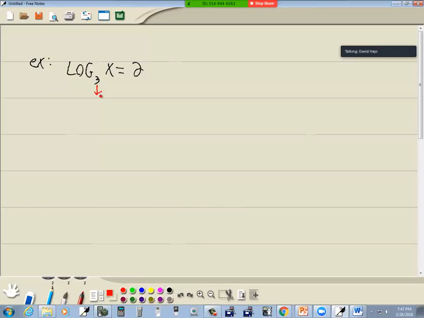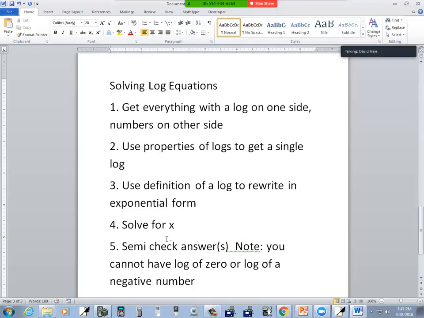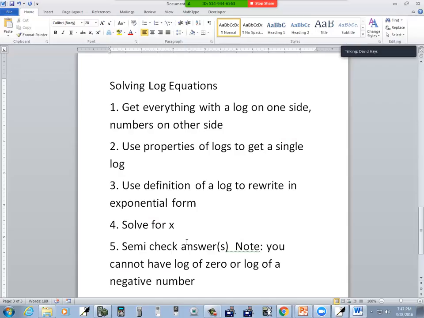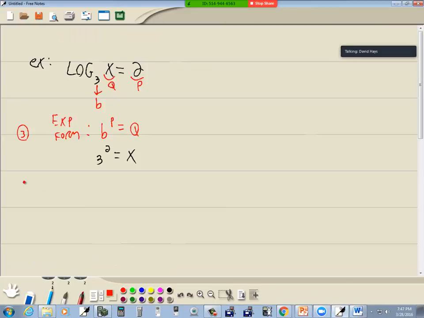Remember, this is our b, and then what follows that is our q, and the other side is our p. Our exponential form was b to the p is equal to q. B we said was 3, p we said was 2, and q is x. And that's step 3, use the definition of log to rewrite in exponential form. Now step 4 says solve for x.